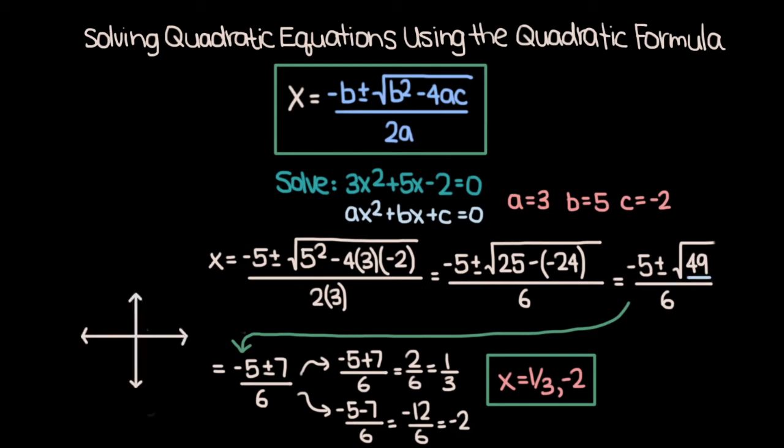And if you want to think of what this looks like graphically, if you were to graph the function 3x squared plus 5x minus 2, then the curve would intersect the x-axis at x is equal to 1/3 and x is equal to negative 2, because those are the x values where the function is equal to 0. And so ultimately, the parabola would look something like this. It would open upward because a is positive and pass through the x-axis at x is equal to negative 2 and 1/3. Alright, so that was the first example. Now let's move on to the second one.